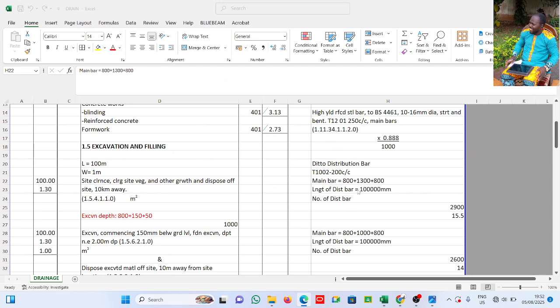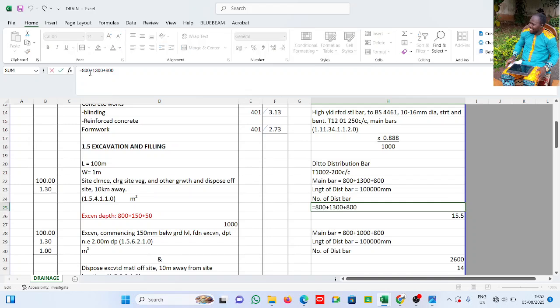Alright, so the main bar is 800, it is 950. 950 minus 25, which is 925. This is 925. That's the length of the main bar. 925 measurement.